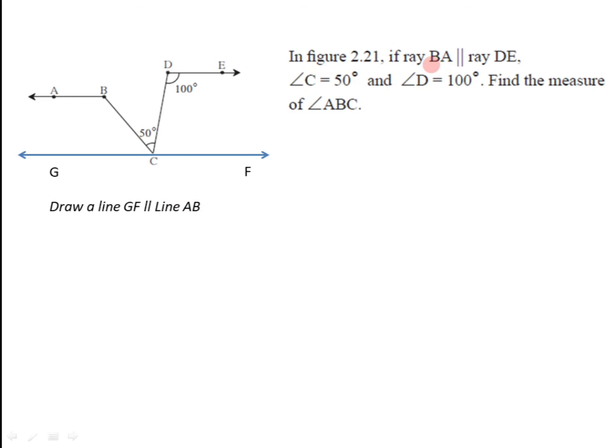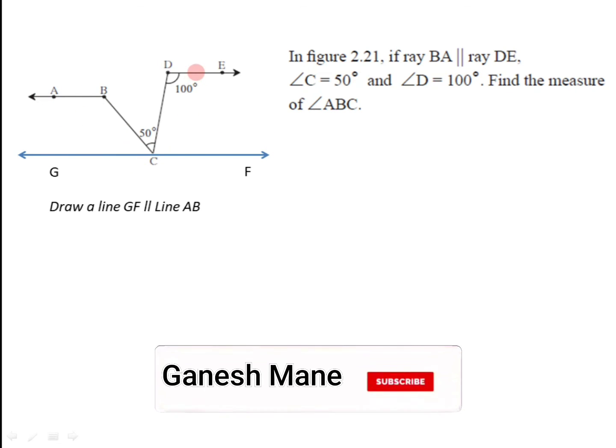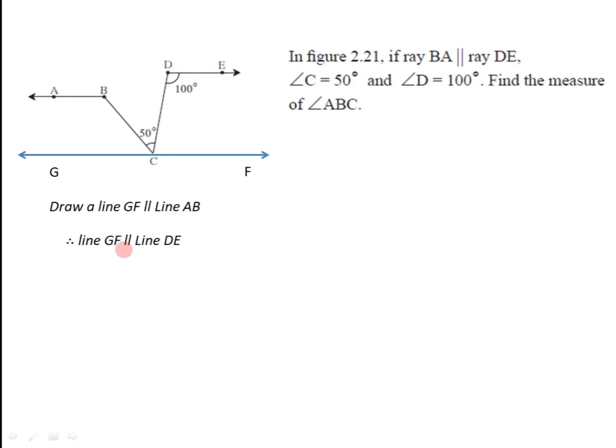Now in the given, we have ray BA parallel to ray DE, that means line BA is parallel to line DE, and we have constructed line GF parallel to line BA. That's why line GF must be parallel to the third line, line DE. So line GF is also parallel to line DE.